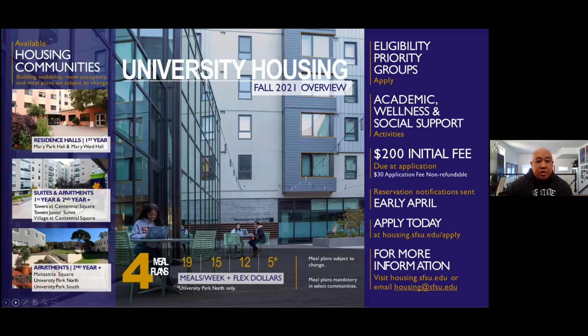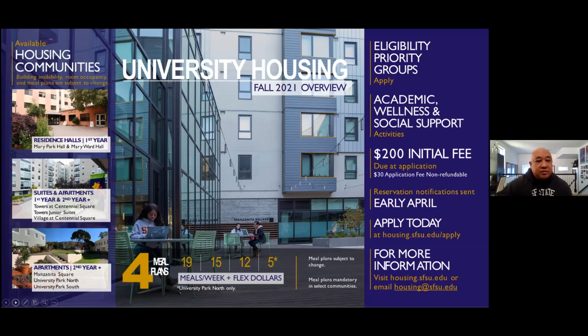Quick note, the 5 meal plan is only available to University Park North residents, and students who are assigned to Manzanita Square or University Park South will not have a meal plan required or attached to the license agreement. However, these students still can purchase a voluntary meal plan directly with our meal service provider, Sodexo.